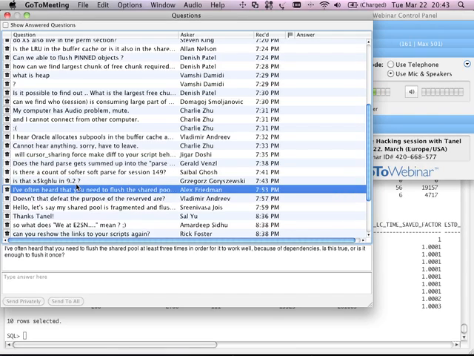One question: should you flush the shared pool at least 3 times so that it would work well because of dependencies? And the reason is not dependencies, because when you flush something out, the dependencies... I don't think this is the reason.